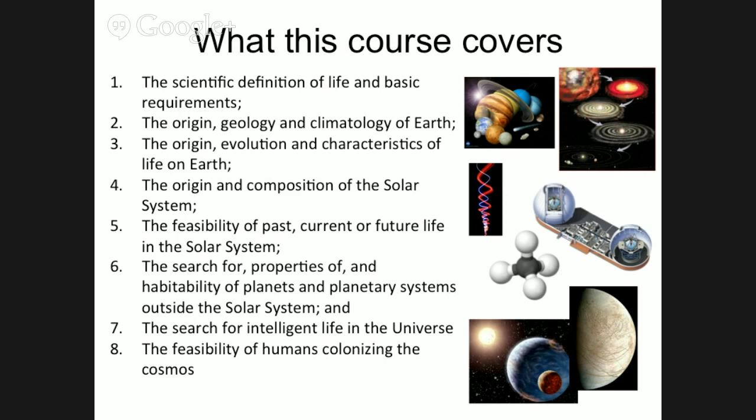We'll talk about the origin, evolution, and characteristics of life here on Earth. The evidence that we have that life started very early on. The evidence that we have that life has evolved continuously over this period, and the episodes of evolution and mass extinction events that have happened. And what that can mean in terms of the future impact on life on Earth.